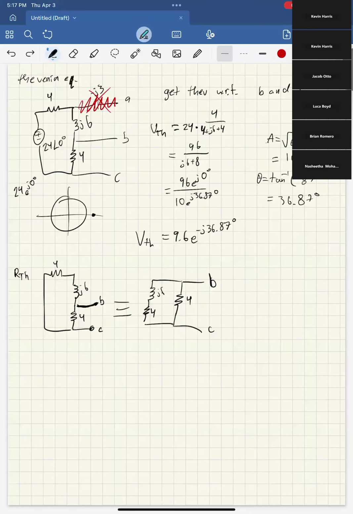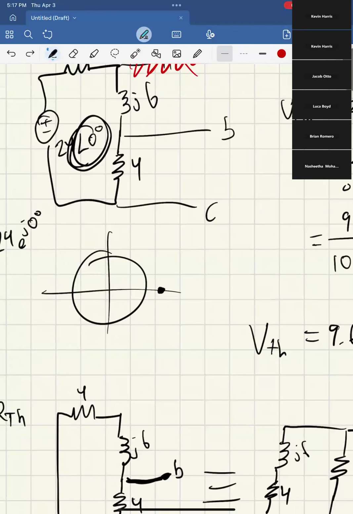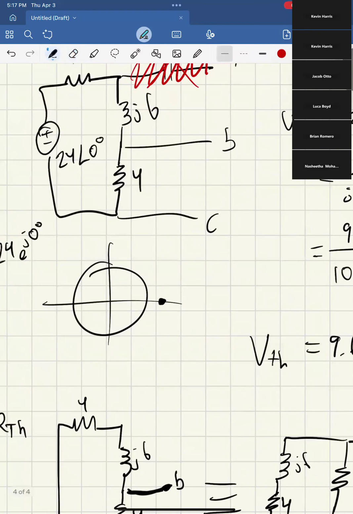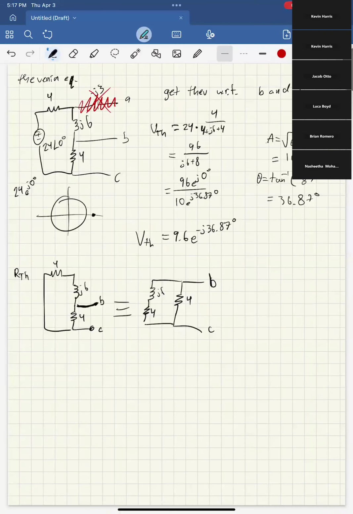Does that angle sign mean e to the negative j theta or e to the angle sign here? I assume you mean that it's just positive. It's just whatever is there. So if this was 24 angle 30 degrees, it would be equivalent to 24 e to the j 30. There's no trick to that. That's just notation.